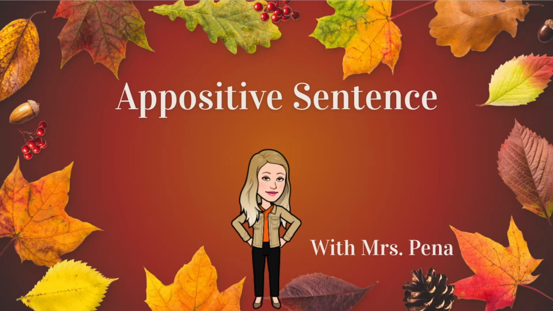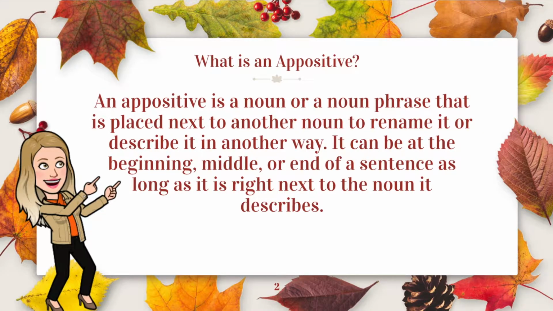Everyone. This week we will be learning appositive sentences. An appositive is a noun or a noun phrase that is placed next to another noun to rename it or describe it in another way. It can be at the beginning, middle, or the end of a sentence, as long as it's right next to the noun it describes.